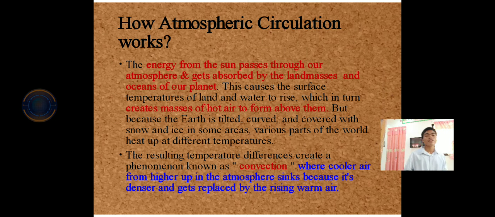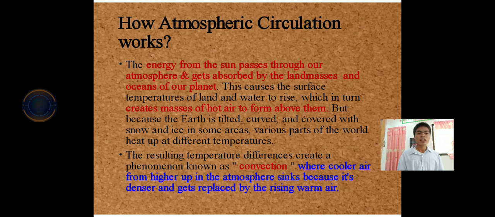So how does atmospheric circulation work? Listen carefully, this is very important. Energy from the sun passes through our atmosphere and gets absorbed by the land masses and oceans of our planet. This causes the surface temperatures of land and water to rise, which in turn creates masses of hot air above them. But because the earth is tilted, curved, and covered with snow and ice in some areas, various parts of the world heat up at different temperatures.